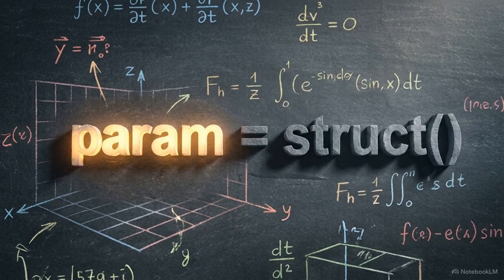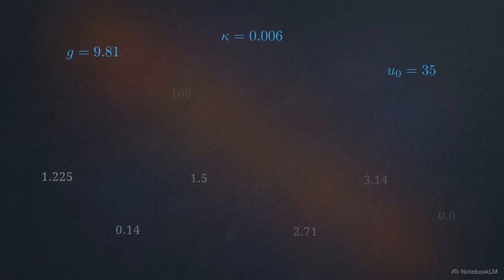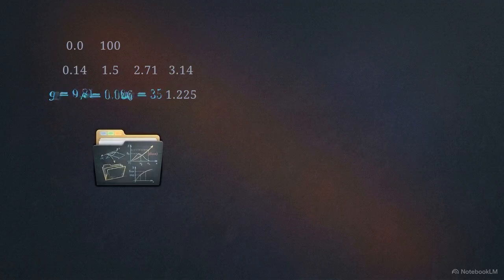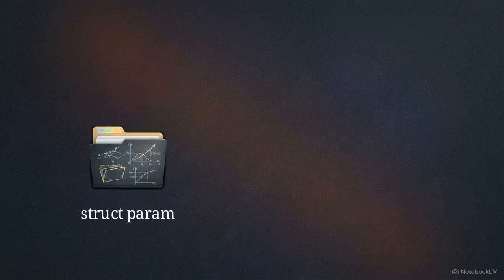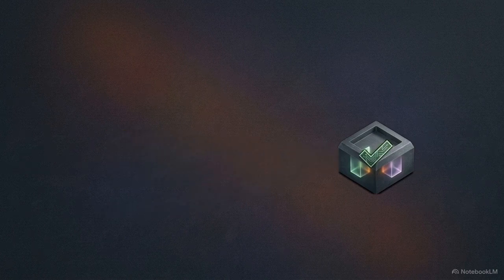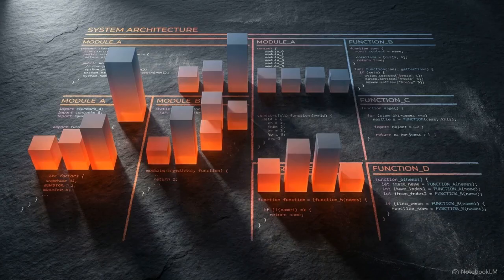We can simplify the input block by using a structure variable, like param. Instead of passing 10 individual constants, we pack them into param.g for gravity or param.k for drag. This allows us to hand a single, organized package to our solvers. Disciplined code structure ensures that as your model grows in complexity, the script remains readable and easy to update.